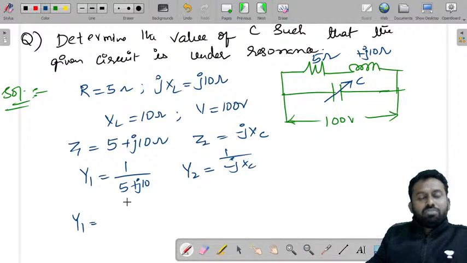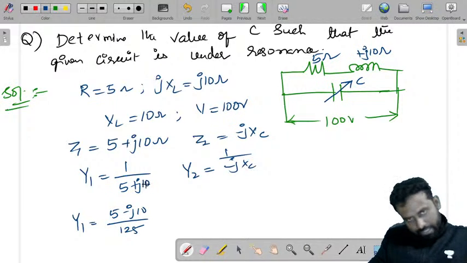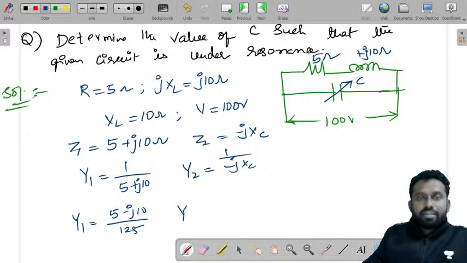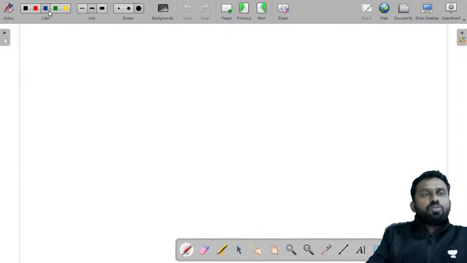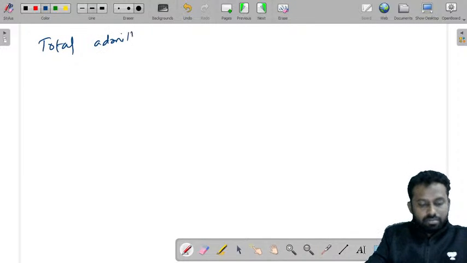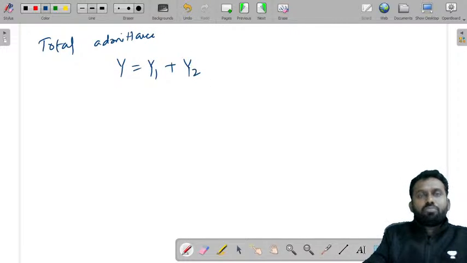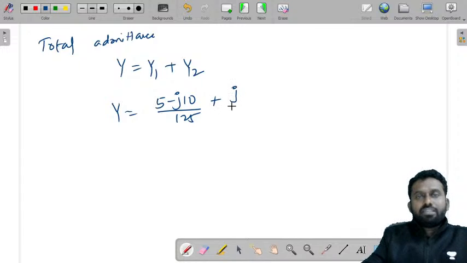So you can write Y1 is equal to, by using the complex conjugate, 5 minus J10 by 125, that is 5 square plus 10 square, 10 square is 100, 5 square is 25, and Y2 is equal to J by XC. So the total admittance Y is equal to Y1 plus Y2. So Y is equal to, what is Y1? 5 minus J10 by 125 plus J by XC.